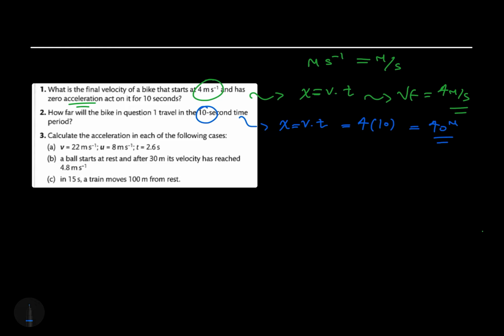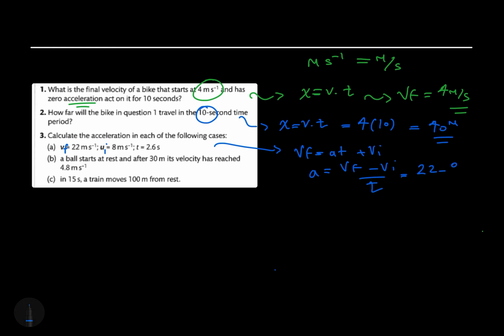Number 3 says calculate the acceleration in each of the following cases. Number A, V stands for final velocity and U for VI. You want to calculate the acceleration. Now, you can just use VF equals AT plus VI. You can either rearrange that for A, which gives VF minus VI over T, or just use the original formula for acceleration, which is exactly what we just got.